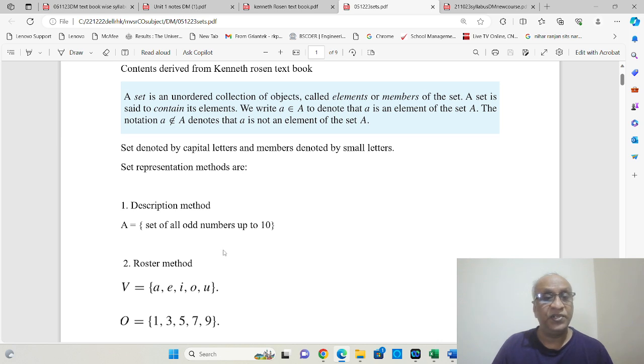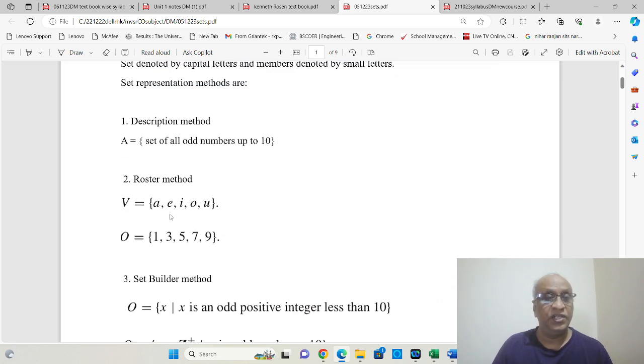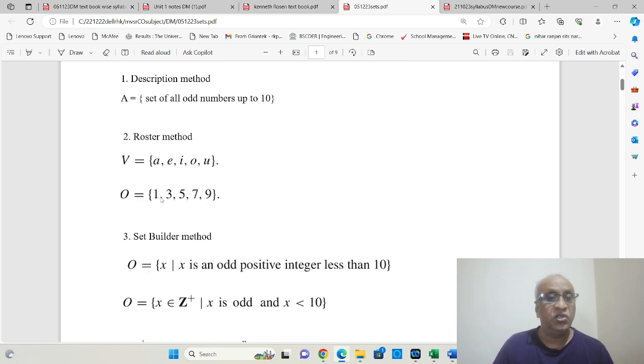The second set representation method is the roster method. Say for example, here we are representing vowels A, E, I, O, U. So V, here V is a set. This set consists of the elements A, E, I, O, U. All the elements, all the members are separated by commas and enclosed in curly braces in the roster method. So you can see here O is a set, and it is represented using the roster method, which has curly braces, and the elements or the members are separated by commas. So what is O here? O is a set consisting of odd numbers up to 10.